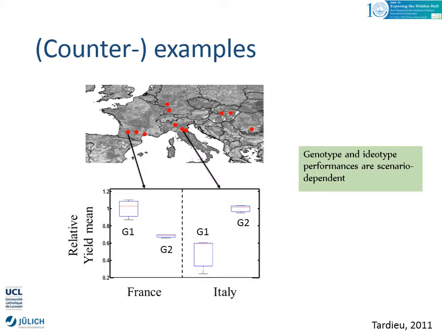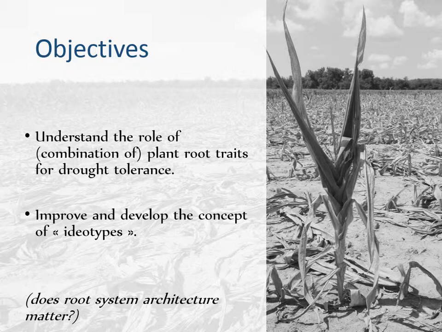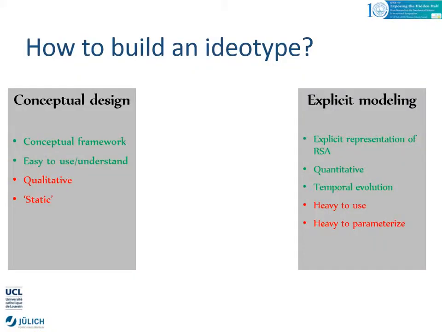So somehow the genotype ideotype has some limitations, and here I would like to develop this idea a bit and try to find a new conceptual framework to define ideotypes. So the 2 objectives of my talk are first to try to understand the role of the combination of plant root traits for drought tolerance, and then to improve and develop the concept of ideotypes. And then also answer this question: does root system architecture matter at the end?